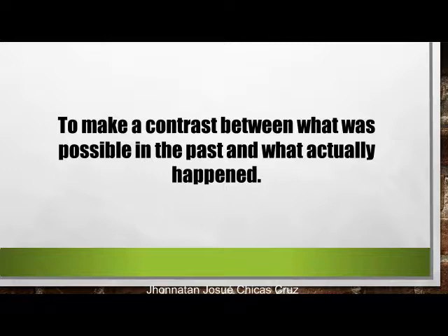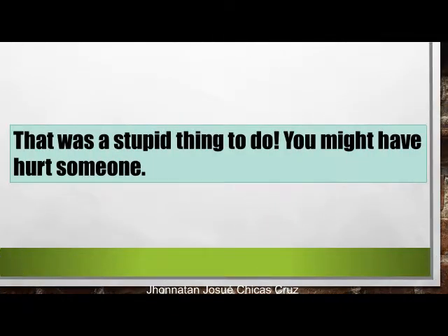Let's see the first one. That was a stupid thing to do. You might have hurt someone. In this example, we can notice there was a problem, and we know it because of the expression. Now try to guess what could happen to have this reaction. Maybe the guy was doing something dangerous, and the other person was afraid for the result.